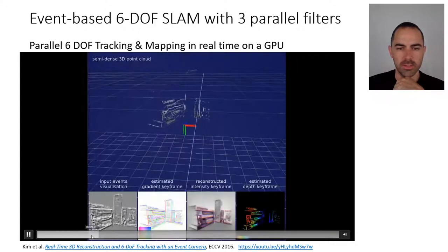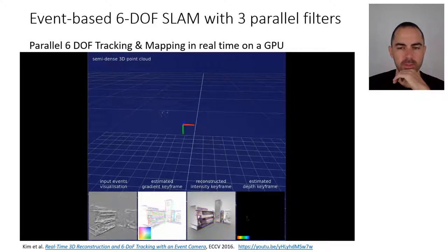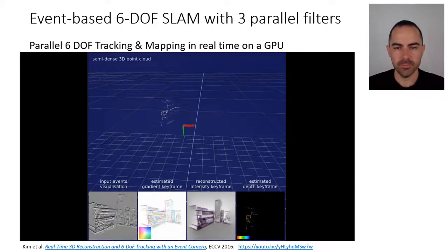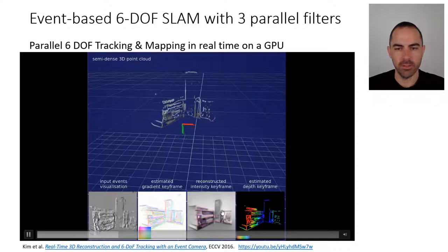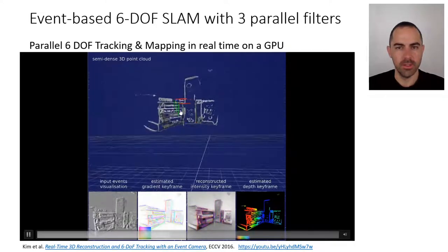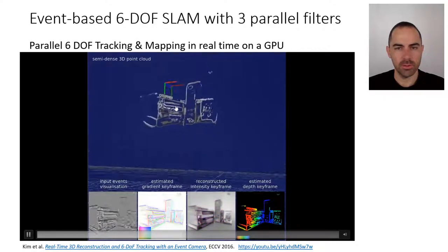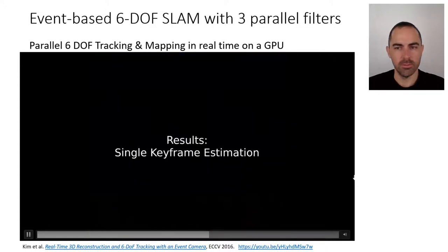So let's look at it again. See how it starts from nothing and then it builds up. It takes some time to converge, but it's building up evidence of what's happening in the scene, right? From the events, we are moving the camera, and we are getting better and better at reconstructing the intensity and the depth, represented with these colors. Red means close and blue means far away. And then we plot this 3D reconstruction in 3D on the top, and we move around.